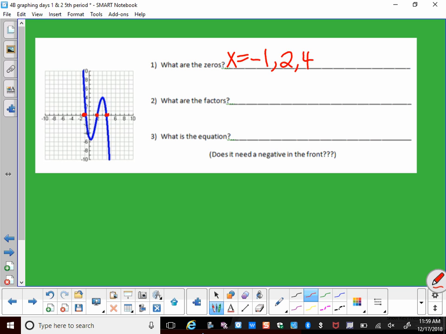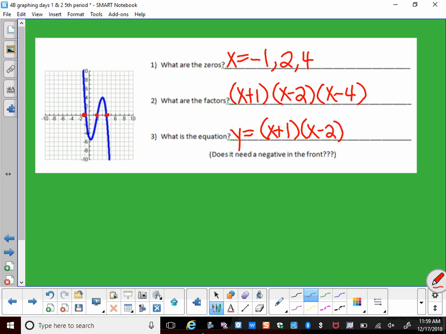So what are your factors? Well, what's the opposite of -1? +1. What's the opposite of +2? -2, so x minus 2. And what's the opposite of +4? x minus 4. When it says what is the equation, all you have to do is rewrite your factors and put them after your y equals. So I have x plus 1 times x minus 2 times x minus 4.